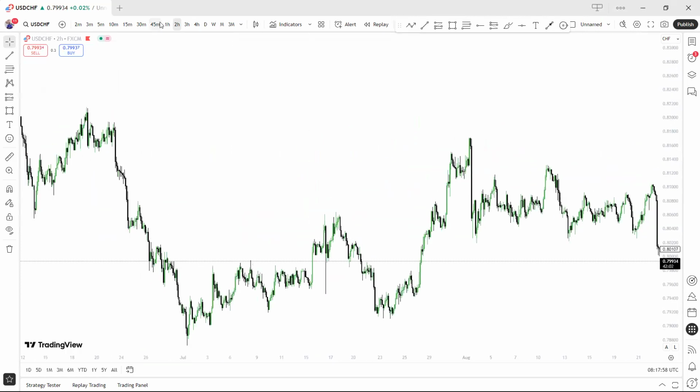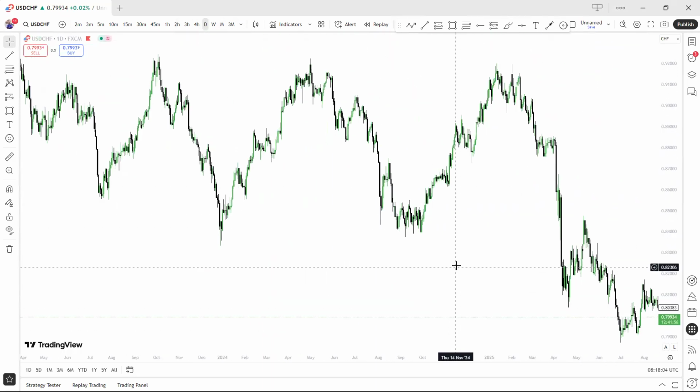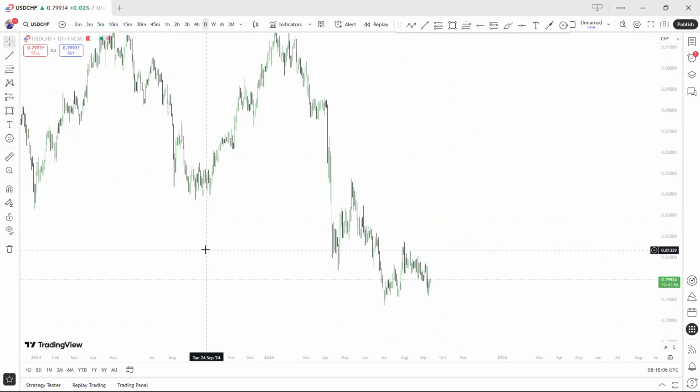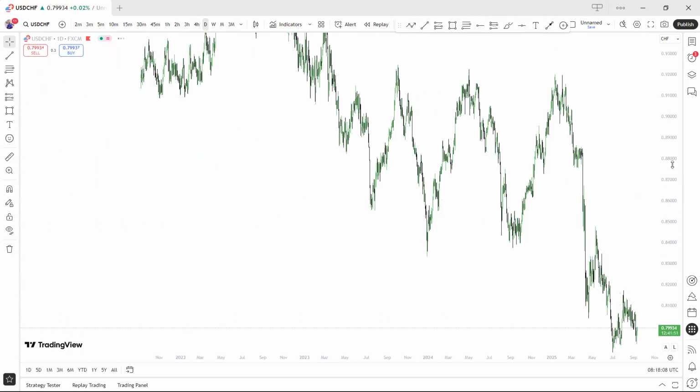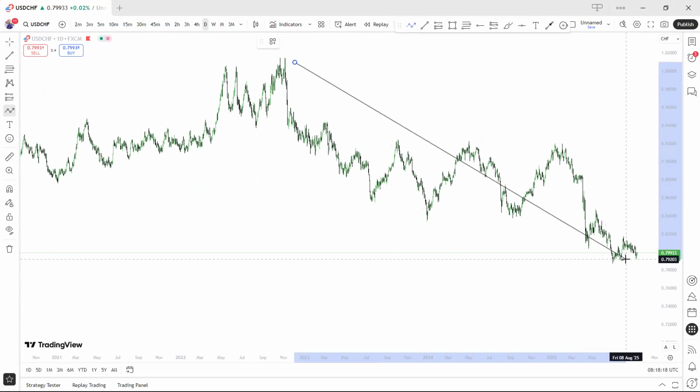So let's start. What I did, I had to go on my daily time frame to observe what was happening to USDCHF. And when I observed the overall trend, it was in a downtrend. You see the market direction is going downward. So the market was overall in a downtrend.